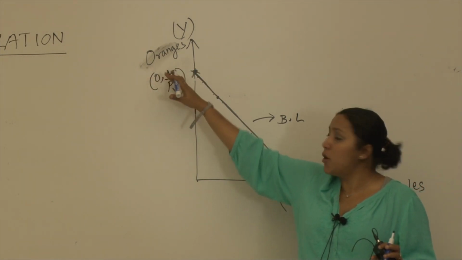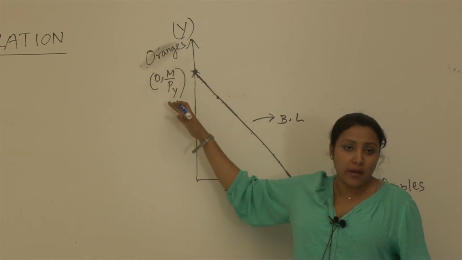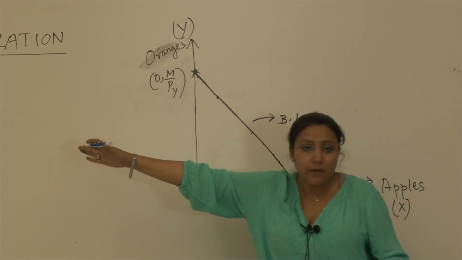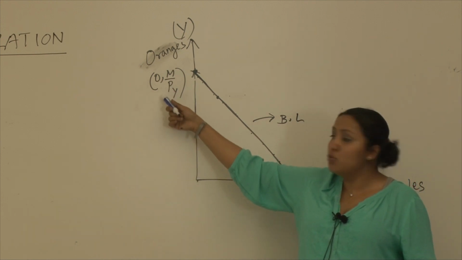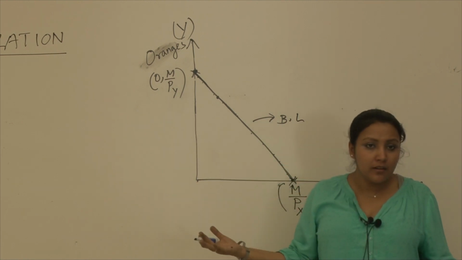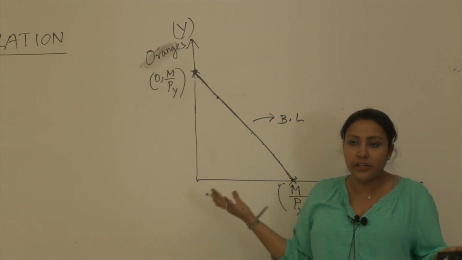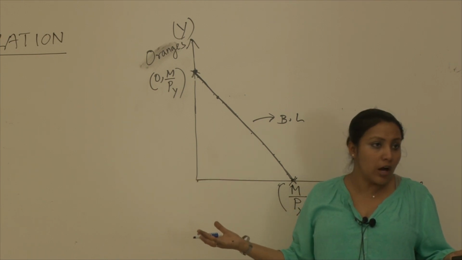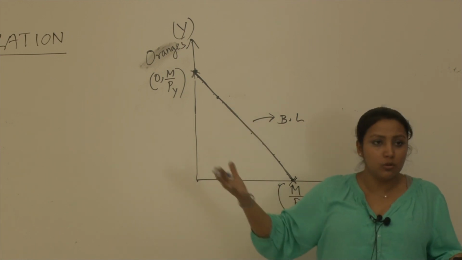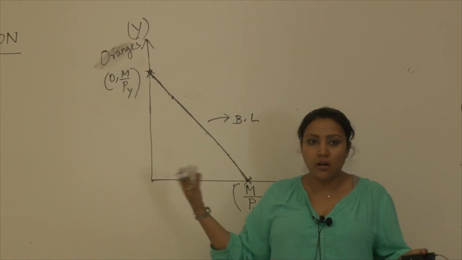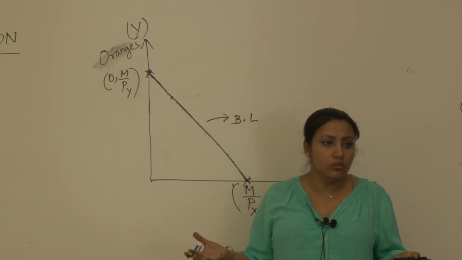Px is not involved here at all. This point is just about m by py, the x coordinate is 0 and the y coordinate is m by py. So, m by py cannot be affected by any change in Px, isn't it? How much of good y you buy cannot be affected by the price of good x. We did not say that these are related goods or make any such assumptions. This could be shoes and apples, this could be airplanes and designer clothes. They could be absolutely unrelated goods.